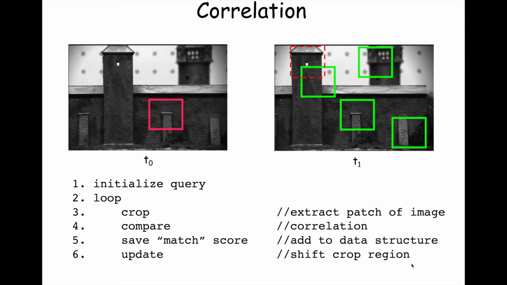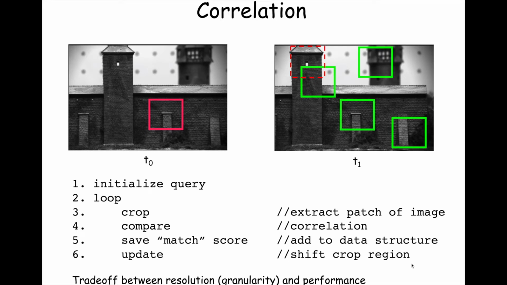Okay, so as an algorithm, you initialize the query, step one. Step two, you're going to loop. Step three, you're going to continually crop. You're going to make a comparison, save the match score, and then update that search location. And at the end of it all, that location corresponding to the highest match score, in this case we're using correlation as the match score, will be the new location of that original patch from the image at time T0 when it moved to some position at time T1. Okay. Any questions about this?